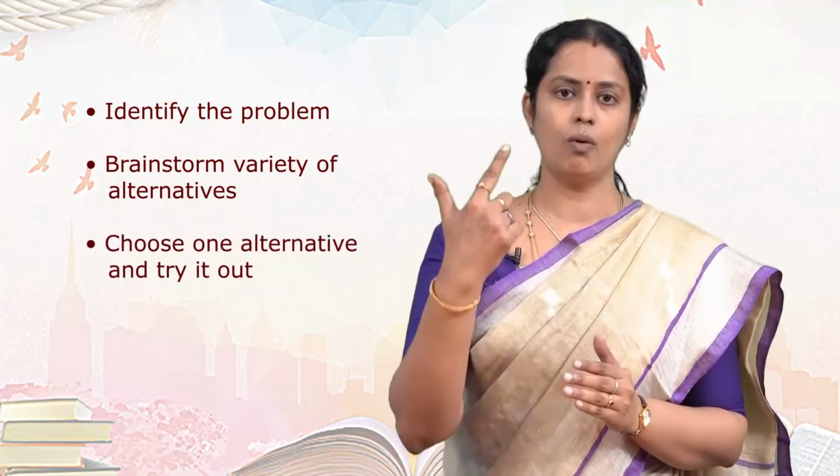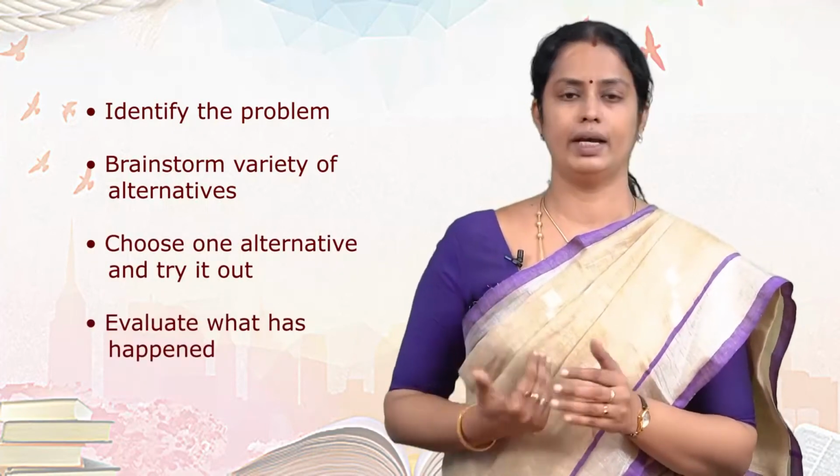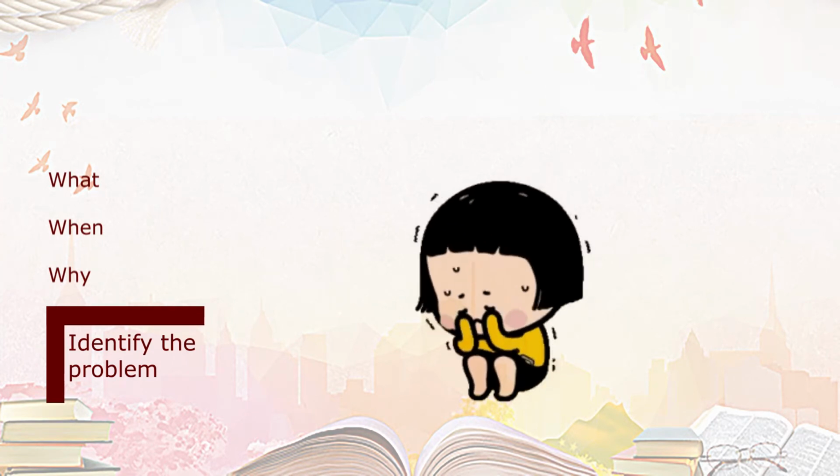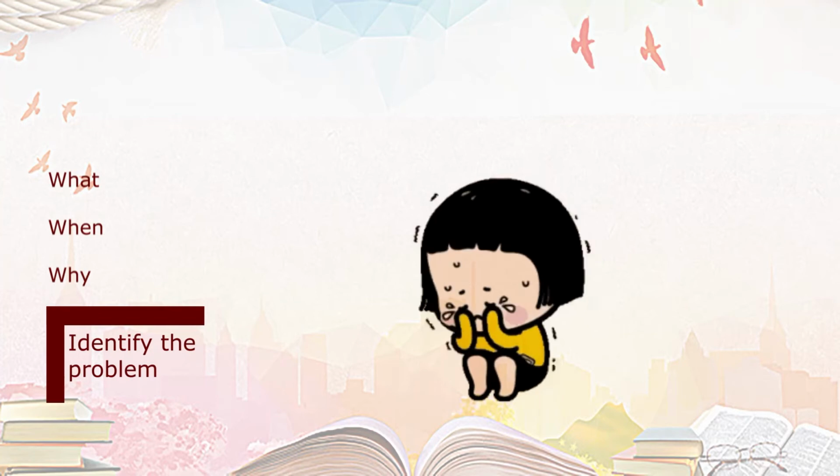The problem solving skill can be taught in the young child either through an individual task or teamwork. Whatever the type is, the steps are the same. The main steps are identify the problem, brainstorm a variety of alternatives, choose one alternative and try it out, evaluate what has happened. The most challenging step in the problem solving process is identification. Identification of a problem involves what, when, and why of that situation or task. For example, in a situation where Niveta cries saying, "Jason hit me," the problem here is not the hitting. Instead, it is the why of the hitting. Only when the reason for hitting is known, the problem gets identified.